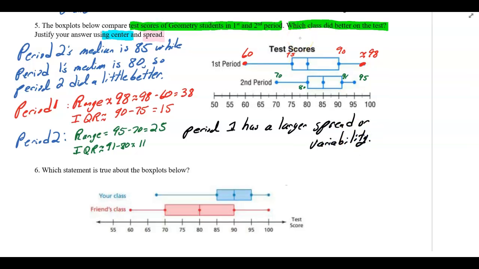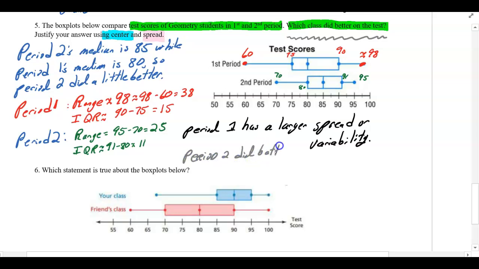So to answer the question in number 5, which class did better on the test? I would say period 2 did better, since the median is higher, and it has less variability.